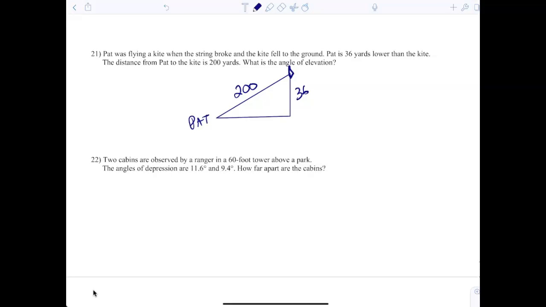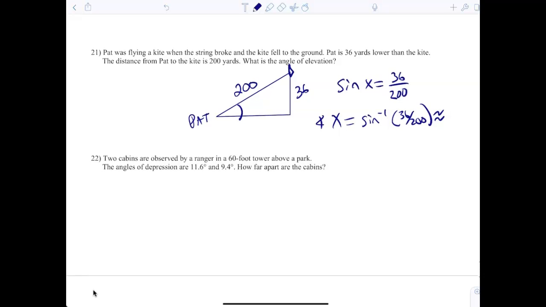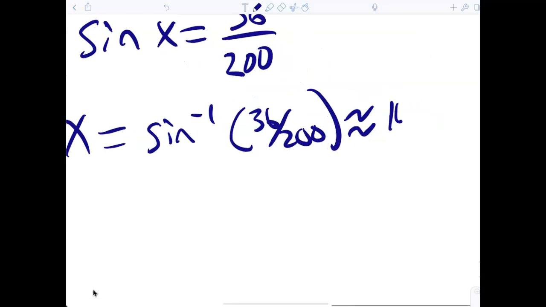Okay, so now I'm interested in the angle of elevation. So what trig function? Sine, thank you. Sine of x is equal to what? 30 over 200. 30 or 36? 36 over 200. Right, so angle x is equal to the inverse sine of 36 over 200, which is roughly how many degrees? 10.4. Yeah, 10.4 degrees.